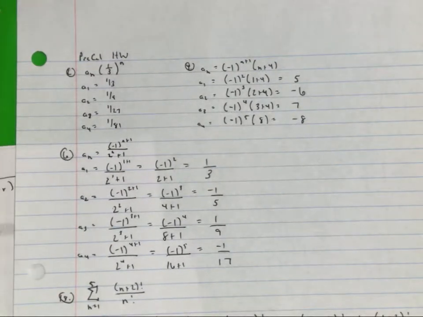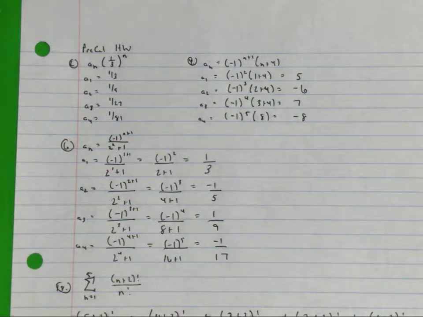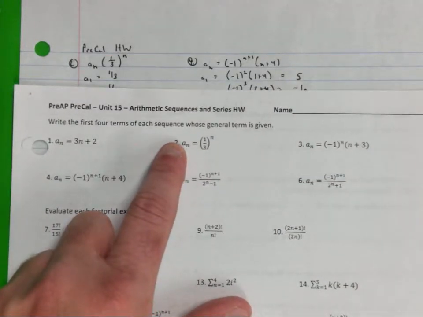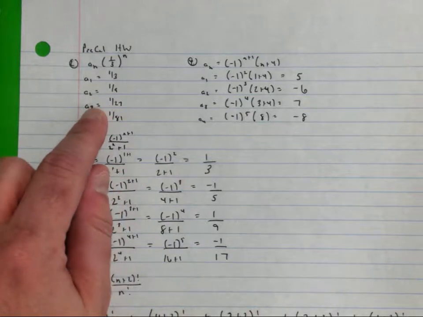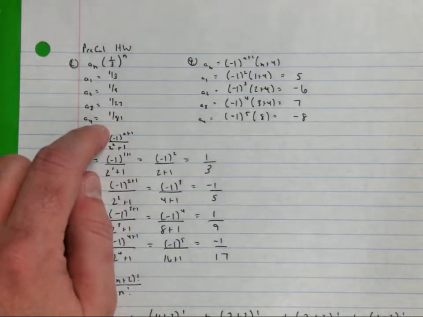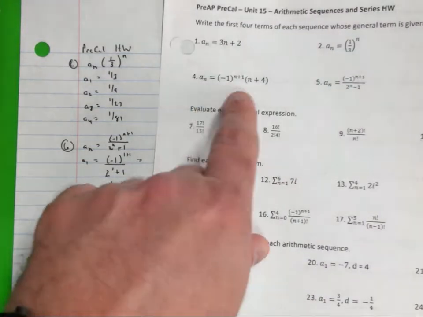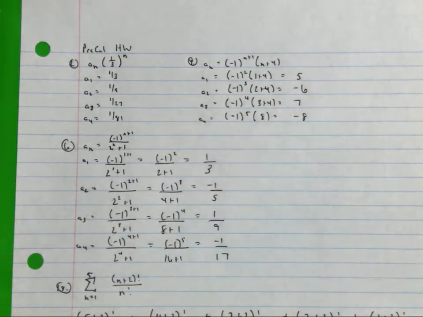This is page 7. Number 2 says write the first 4 terms of the general sequence. I got 1/3, 1/9, 1/27, and 1/84. Number 4, here's the general rule. I plugged it in and I got 5, -6, 7, and -8.